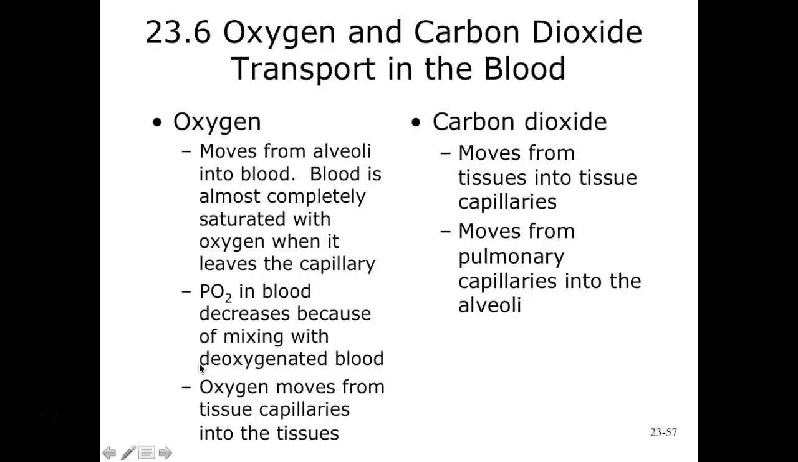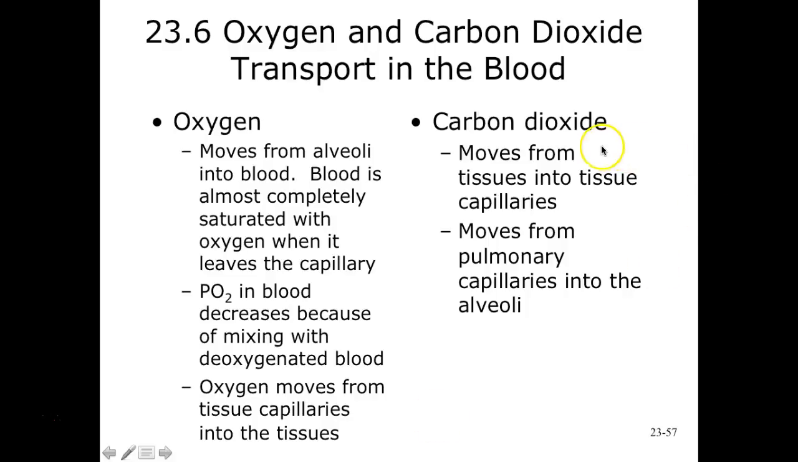Okay, so next we have our oxygen and carbon dioxide transport in our blood. I cut a little bit out of this section because we talked about it in our blood lecture in chapter 19. But for our oxygen, we have oxygen moving from our alveoli into our blood. Remember, this is called external respiration, and our blood is almost completely saturated with oxygen when it leaves the capillary. As we're moving through our circulatory system, our partial pressure of oxygen is going to decrease in our blood because it starts mixing with deoxygenated blood. And our oxygen is moving from our capillaries now into our tissues. And remember that this is called internal respiration.